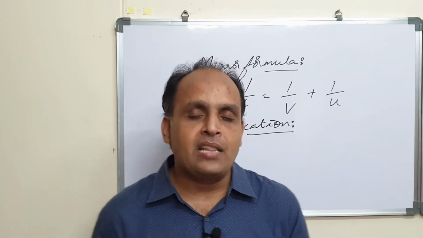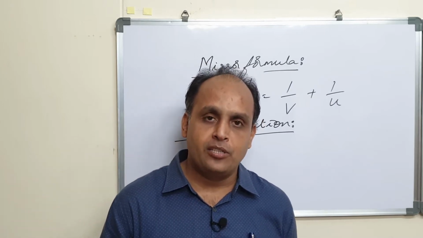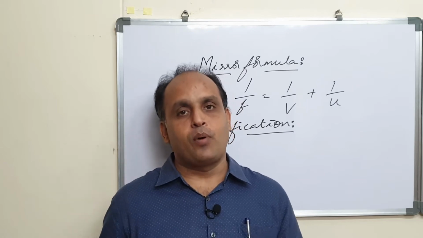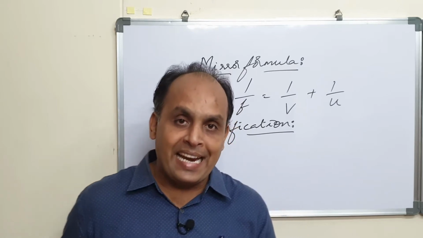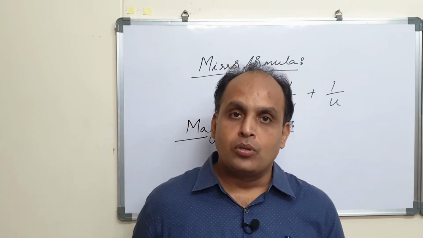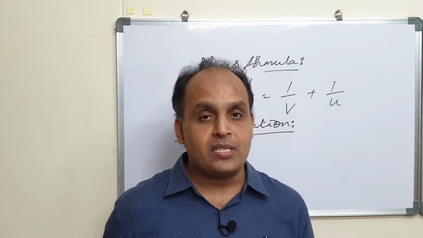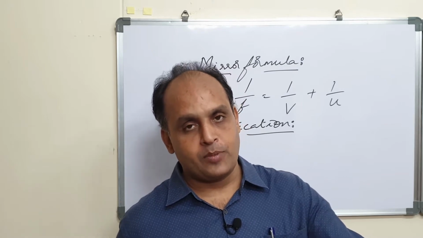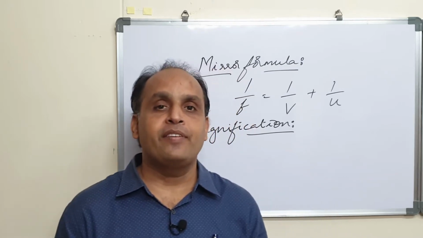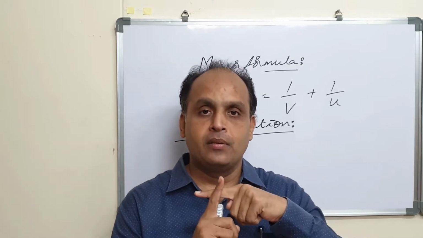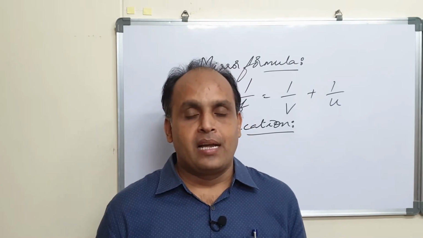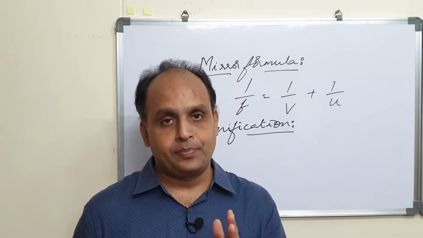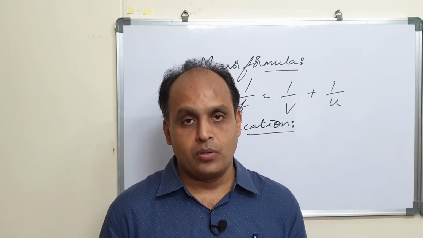Not only that, there is another aspect of magnification, which is its sign, a negative sign or a positive sign. If there is a negative sign to the magnification, we must understand that the image is inverted, upside down. And if the magnification value is positive, then we can understand that the image is erect and virtual, of course, right?